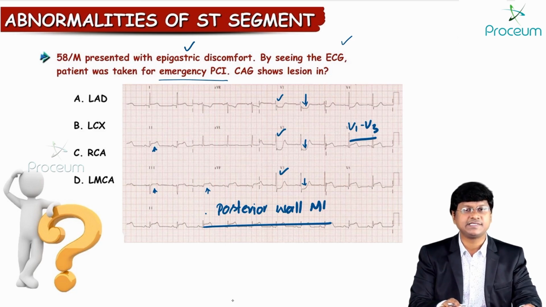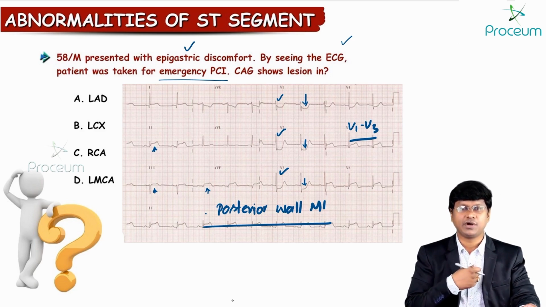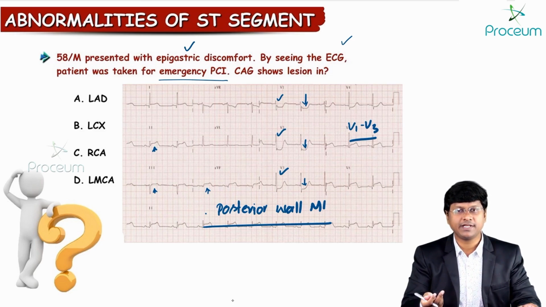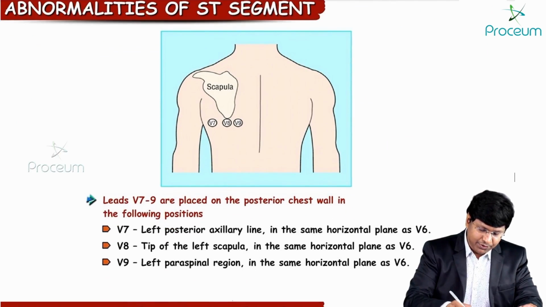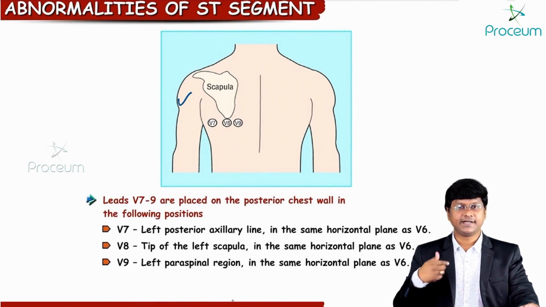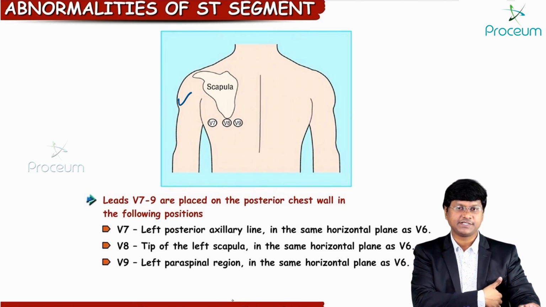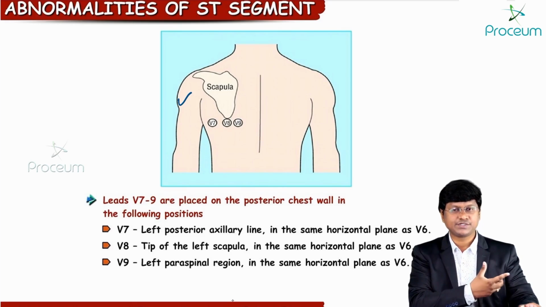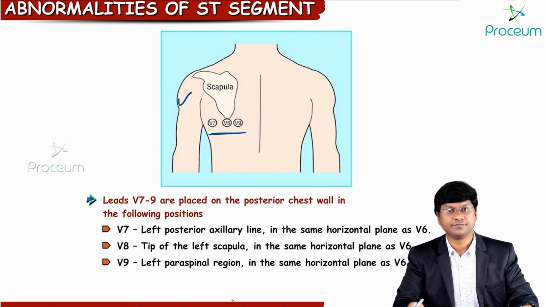And whenever you get an ECG like this, what do you need to do? You need to replace the precordial leads. How will you replace the precordial leads? This is how you have to replace them. V1, V2, V3, you have to take off and place them in V4, V5, V6. V4, V5, V6, you take off and place them in the V7, V8, V9 position.